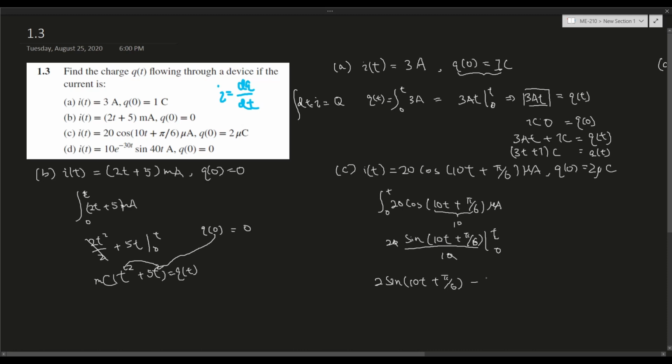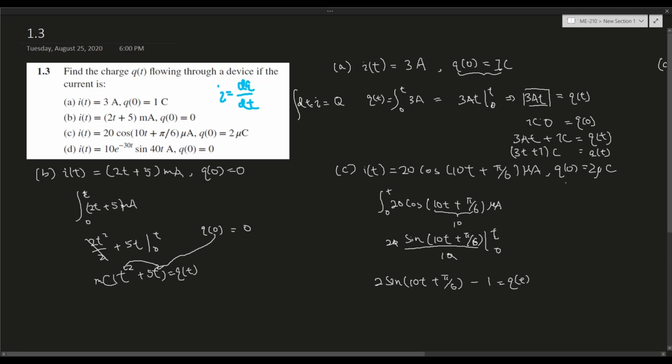What is sine of pi over 6? It's sine of 30, which is a half. A half plus half times 2 would just give us 1, right? And we are finished with the simplifications. This just gives us q of t.